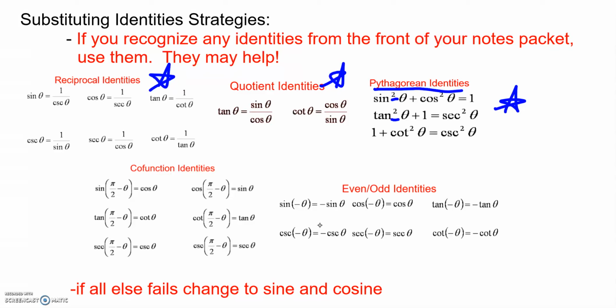If all else fails, you generally want to change everything to sine and cosine, or use a lot of these identities up here. And you'll see what I mean by that as we go through.